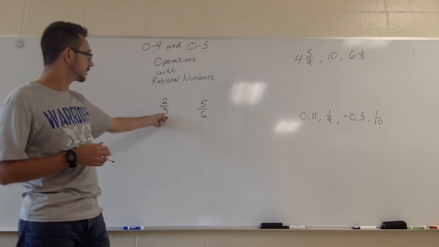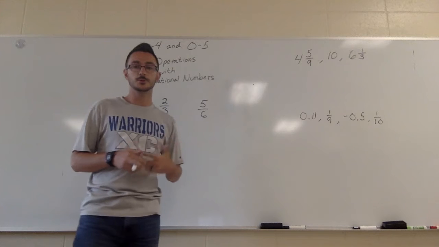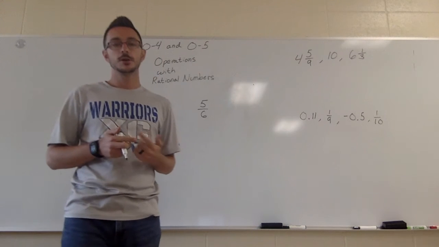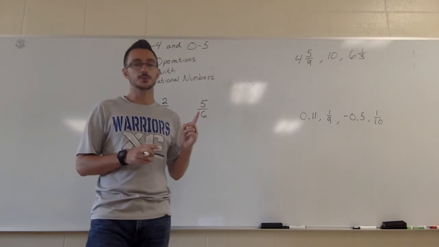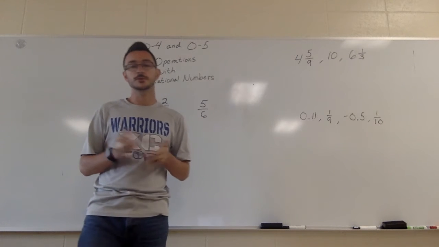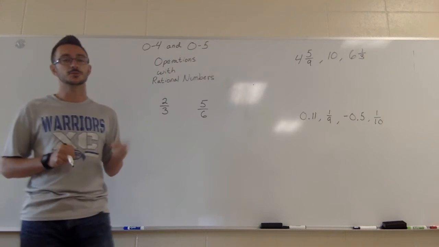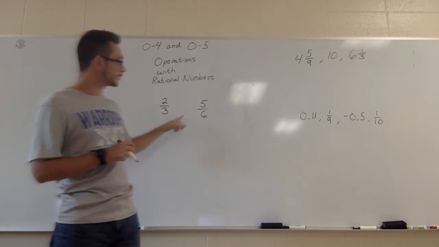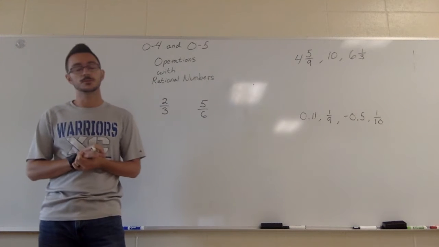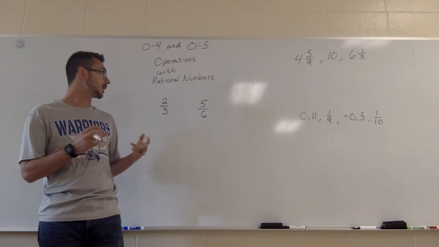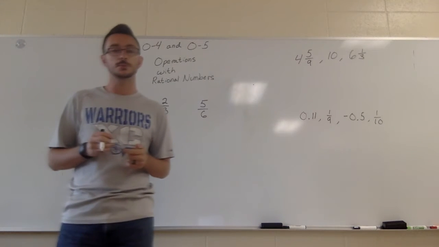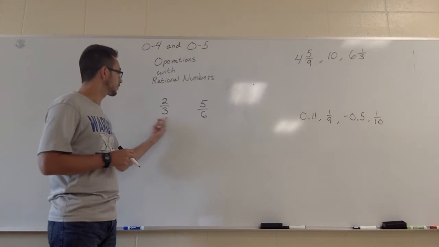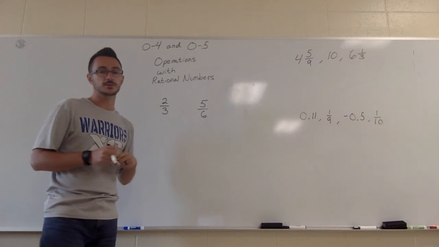To get started, I have two rational numbers up here. Remember, if you watched the types of numbers video, maybe I'll try to put it up in the corner. I don't know if I know how to do that or not, so you'll have to tell me if it actually worked. But if you remember from the types of numbers video, then you know that a rational number is anything that can be represented as a ratio or a fraction. So that's what we have here, 2/3 and 5/6.